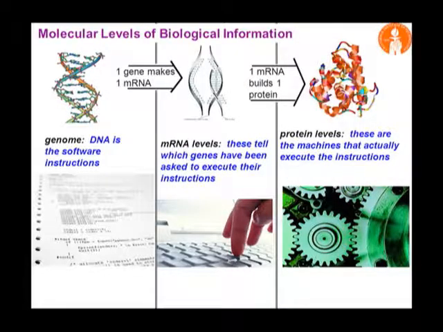And so if we look at this, one begins now, instead of this traditional descriptive picture of biology, you get biology as an information science. And this is just a picture by analogy, but DNA is the software, instructions. When you hit a keystroke, basically you're asking certain of these genes to build mRNAs, and so the mRNA levels, which is a sort of a one-to-one correspondence, tell which genes have been asked to execute their instructions, and the protein levels are actually the machines that execute the instructions.